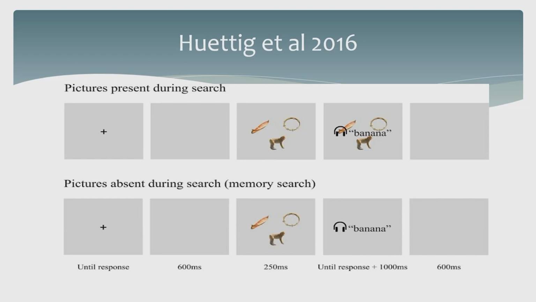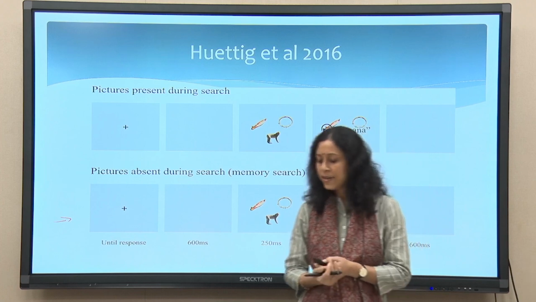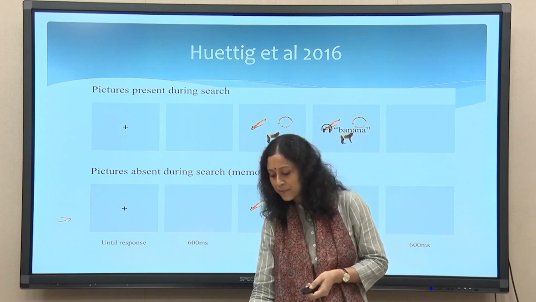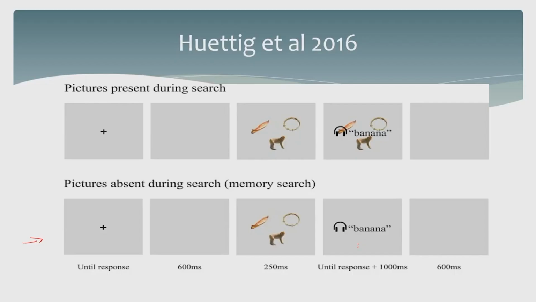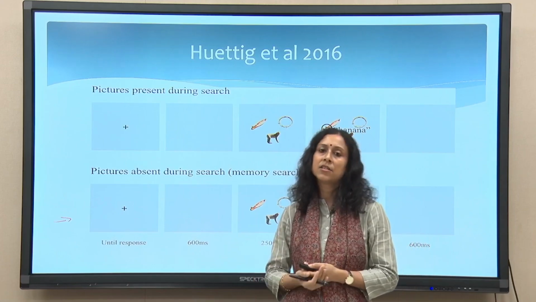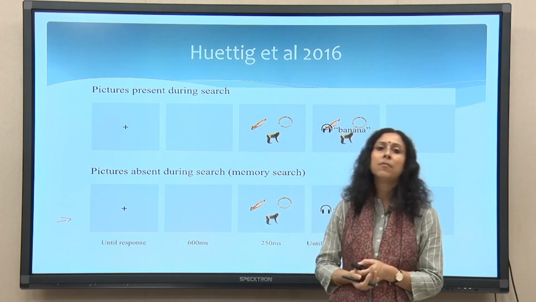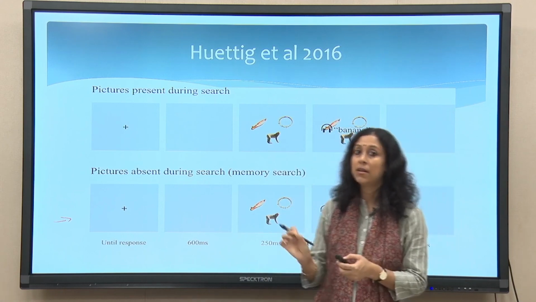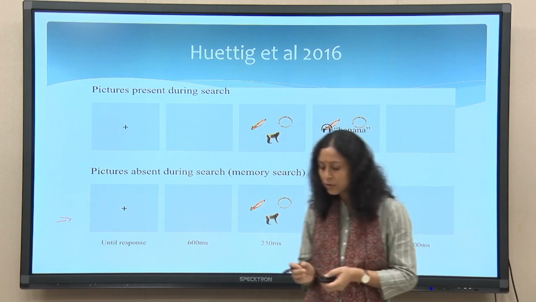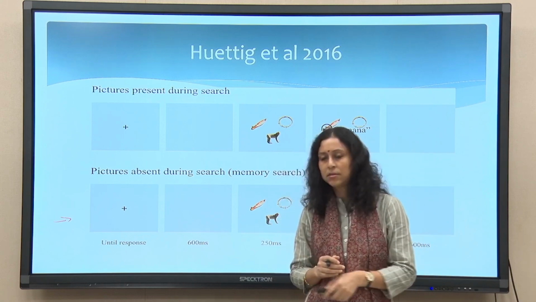In the second condition, the display was not there and they listened to banana. The fixation should have been more on the place where the monkey was. However, they do not find much of that. But if there was actually a banana there, in yet another condition of the experiment, then they find more fixation on the area where the banana was. So, this is how the finding is.